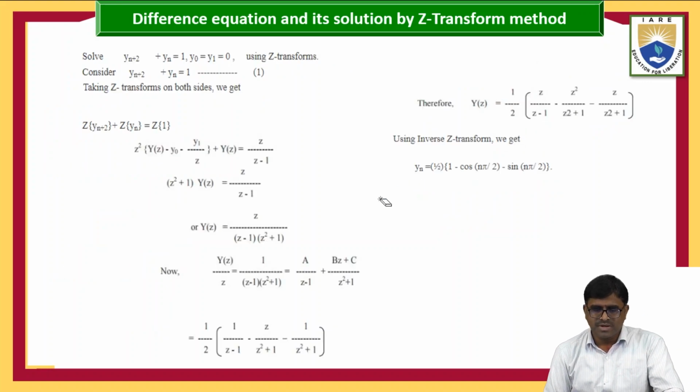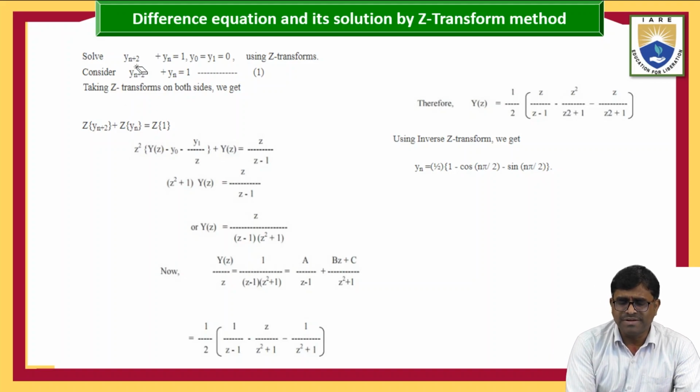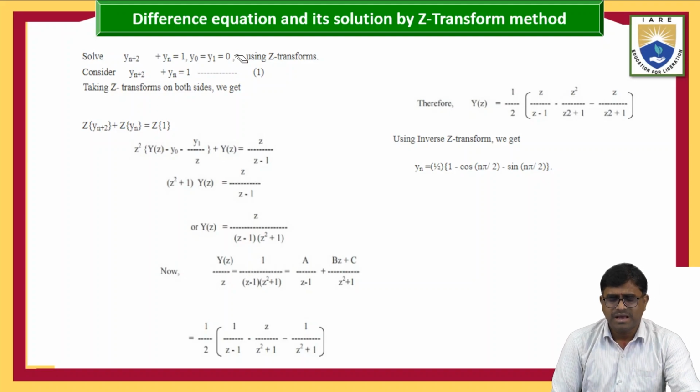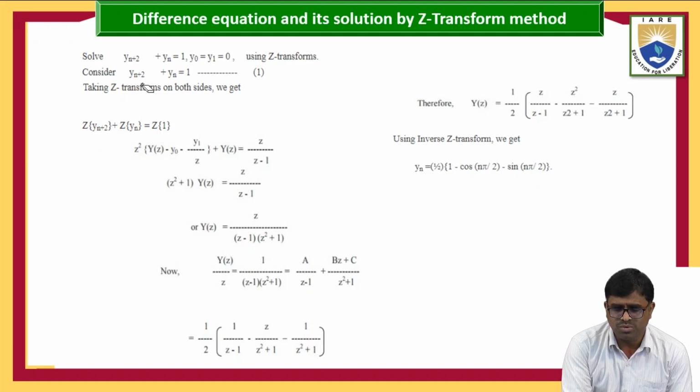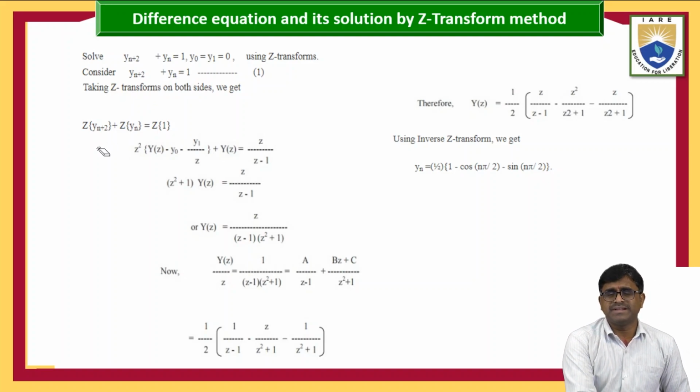Now I am going for one more problem. That is Y of n minus 2 plus Y of n equal to 1, with the initial conditions y0 and y1 equal to 0. For this one, I am taking the Z transform.